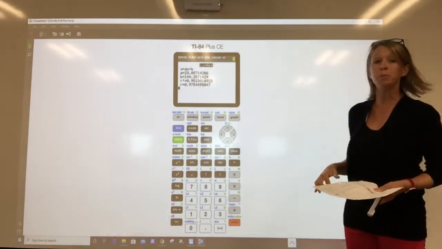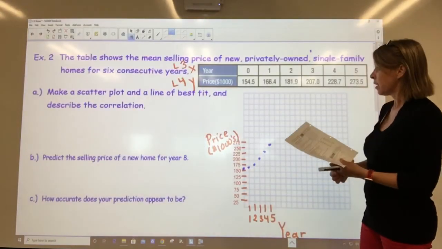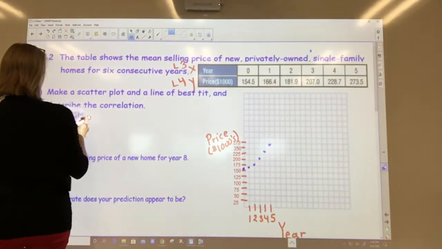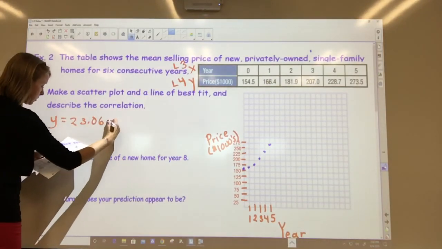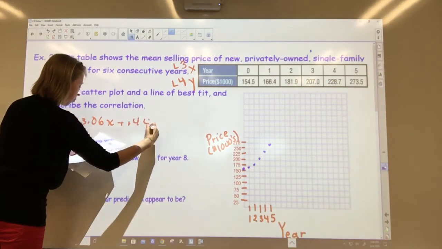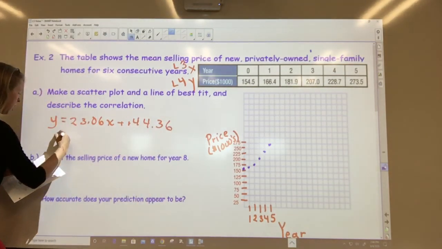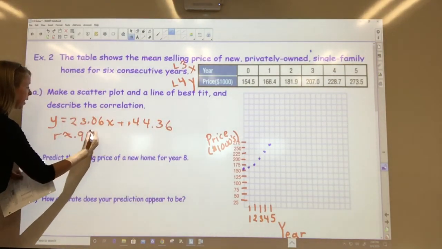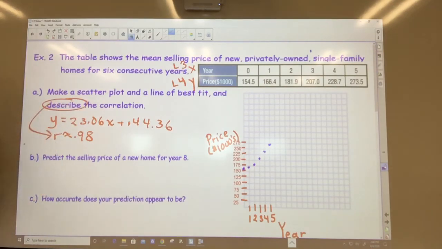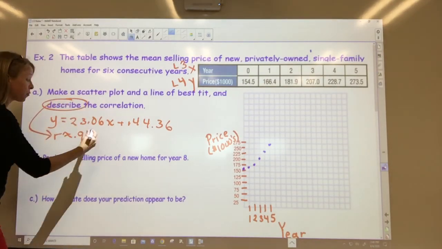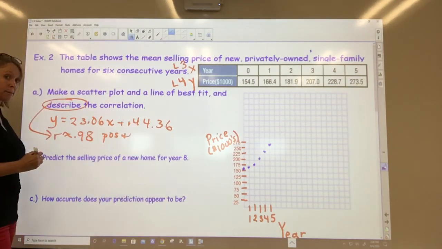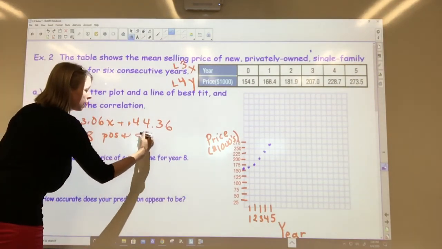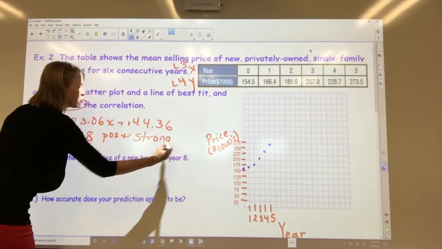Round the R to 2 places, 0.98. Okay, so the equation that we would write down would be y equals 23.06x plus 144.36, an R value of 0.98. When it says to describe the R value, you're going to look at that chart on the front. Okay, this number here is a positive number, so I'm going to say it's positive correlation, and it falls in the category of being strong.